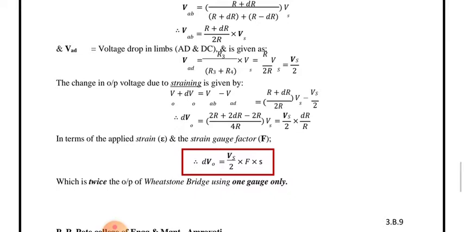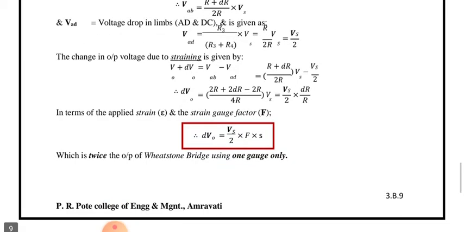So VO plus dVO equal to VAB minus VAD equal to R plus dr upon 2R into Vs minus Vs by 2. Therefore dVO equal to 2R plus 2dr minus 2R upon 4R into Vs, equal to Vs by 2 into dr by R. In terms of the applied strain epsilon and the strain gauge factor F, we can write dVO equal to Vs by 2 into F into epsilon, since dr by R is F into epsilon.